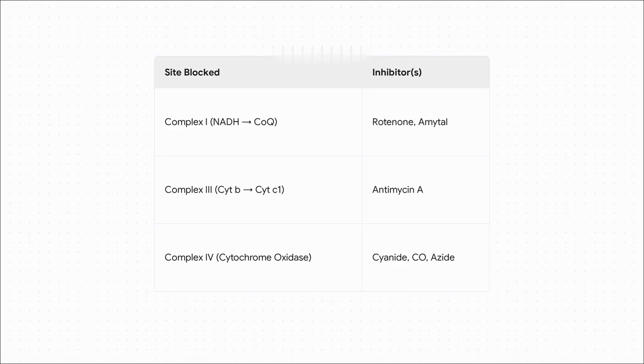You've got rotenone, which blocks complex I. Antimycin A hits complex 3. And the really famous ones, cyanide and carbon monoxide, are so deadly because they shut down complex IV, the very last step. When that happens, the whole chain backs up. Electron flow stops, proton pumping stops, and ATP production just grinds to a complete halt.